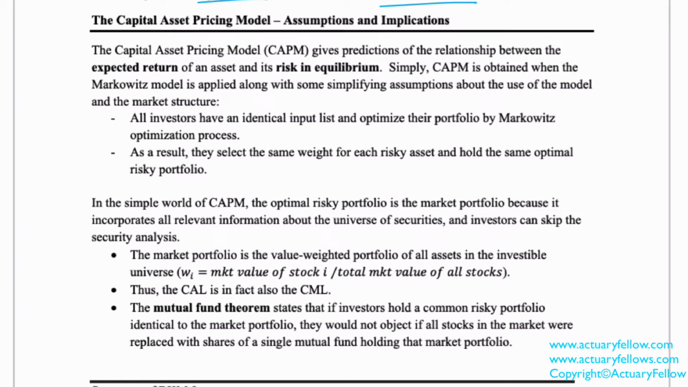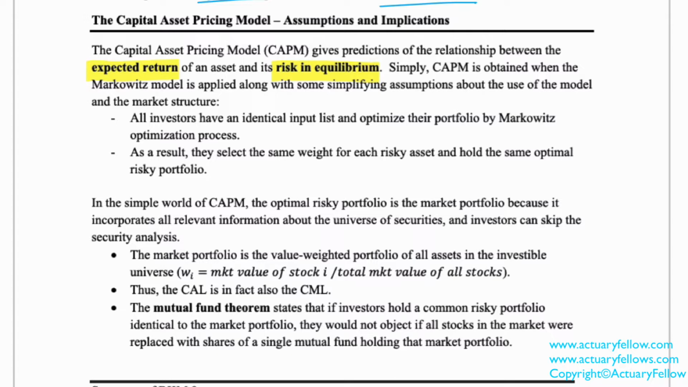CAPM shows the relationship between the expected return of an asset and its risk in equilibrium. The key words here are expected return and risk in equilibrium. CAPM describes the expected return, not the actual return. On the other hand, the single index model shows the actual returns and then derives the expected return.